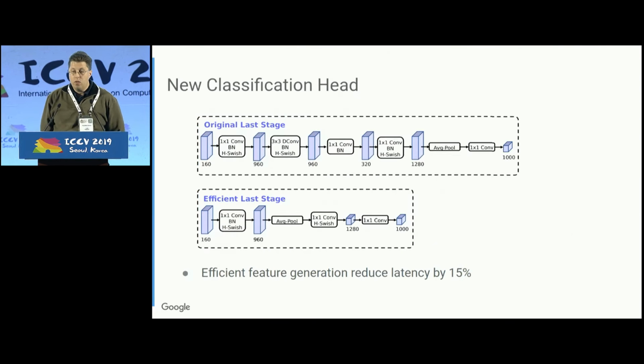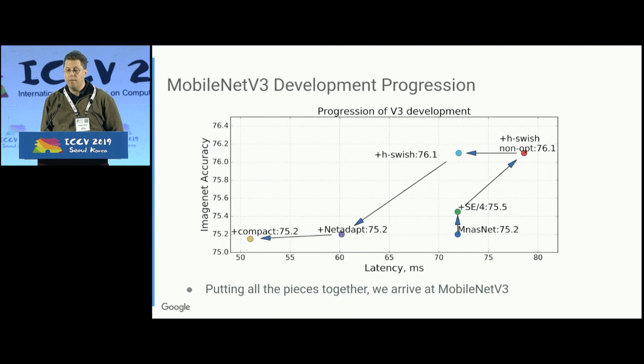Okay, we also introduced a new way to build features. We call that a new classification head. What you can see is the end of a classification network on the top. This is what's used in MobileNet v2 and many other related networks derived from MobileNet v2. What we're able to do is shrink that down to the bottom one, the efficient last stage. It's a very simple idea of changing where we do our average pooling so that we're able to do feature expansion once we've already pooled. Once you do that, you can drop a couple extra layers from projection to expand and essentially get the same feature quality at 15% less latency.